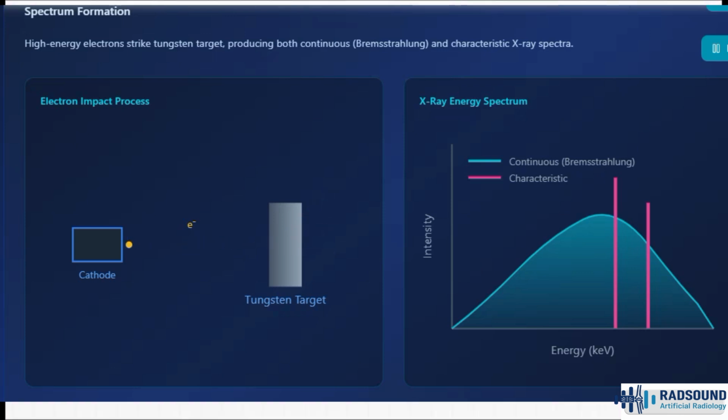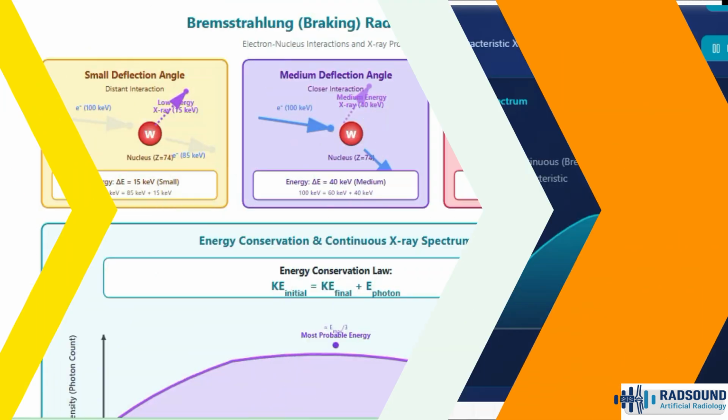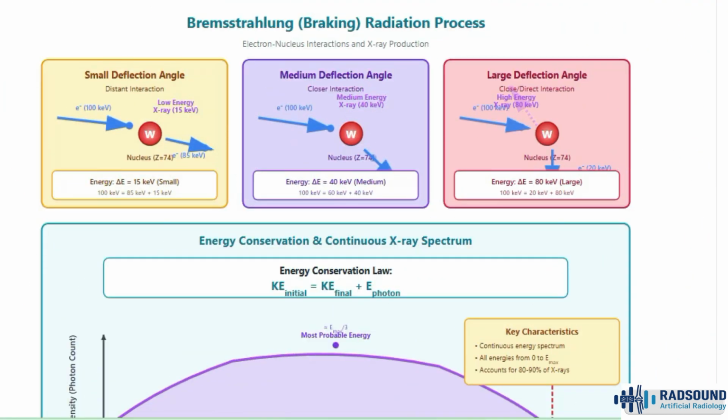Now, this is where most of our X-rays come from. You have a high-speed electron flying from the cathode, and it gets close to the powerful positive nucleus of a tungsten atom. That nucleus pulls on the electron, causing it to swerve and slow down. It's literally braking radiation. That's what Bremsstrahlung means. The energy that the electron loses in that braking action is shot out as an X-ray photon. And because the amount of braking can be a little or a lot, you get this whole continuous spectrum of different X-ray energies. So what's the second ingredient?